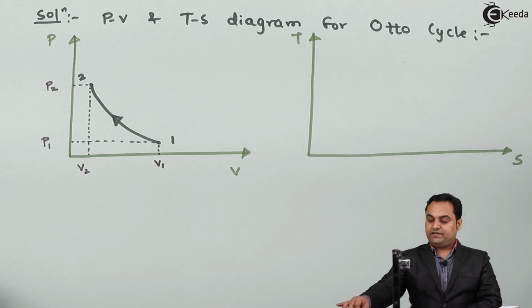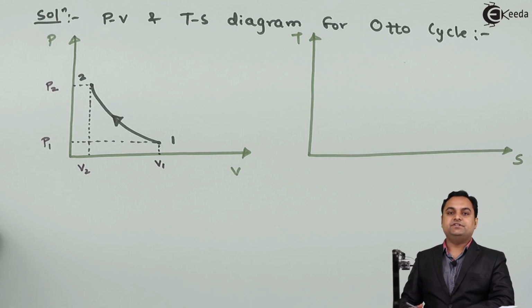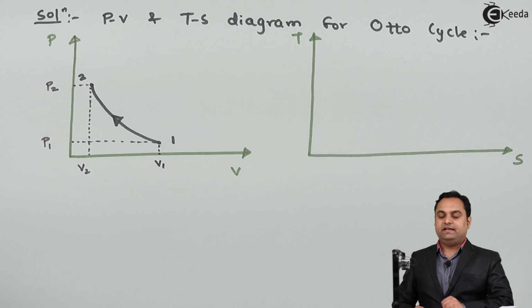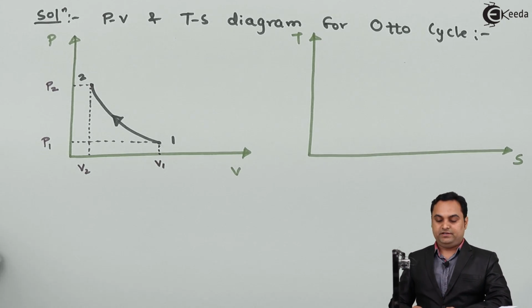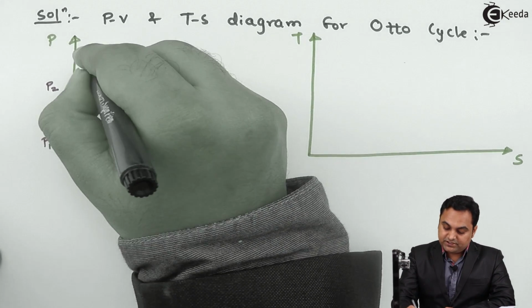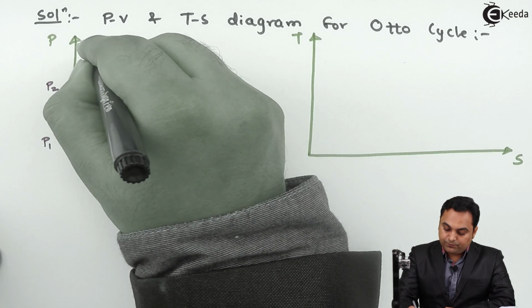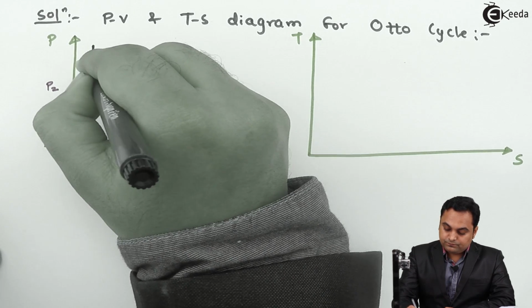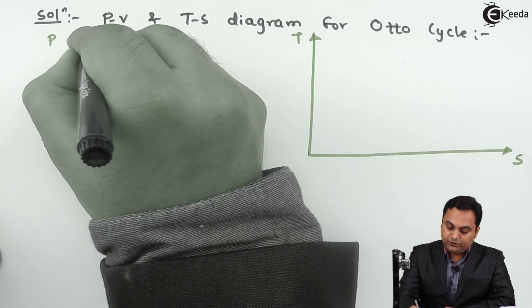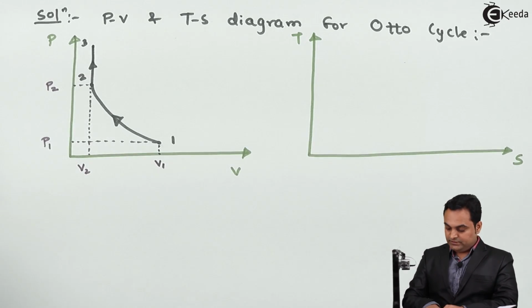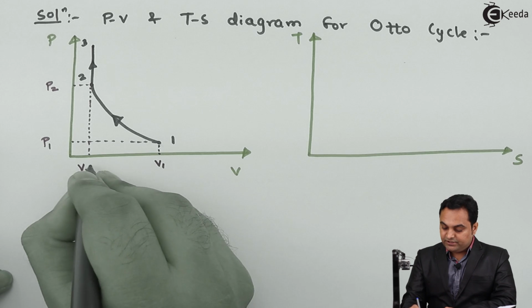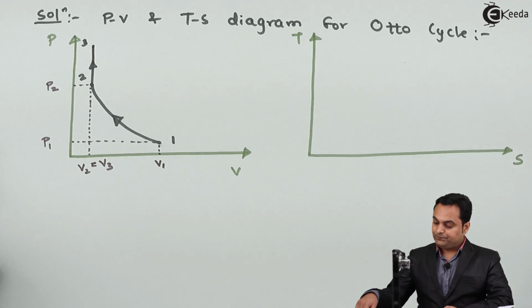After that, the second process is constant volume heat addition. Otto cycle is also called constant volume cycle because the heat addition takes place at constant volume. So point 2 to 3 indicates constant volume heat addition, and V2 is equal to V3.